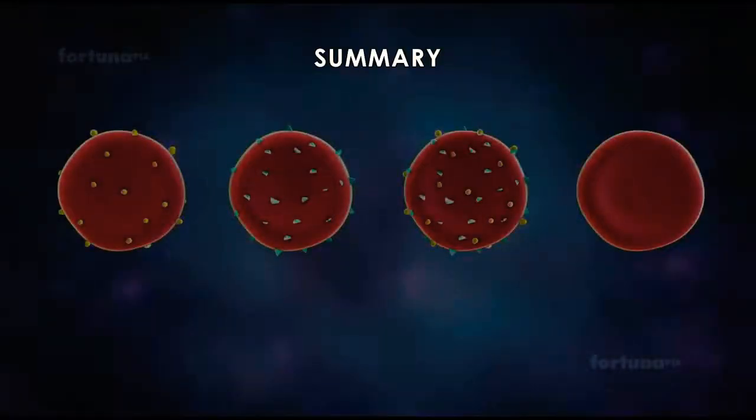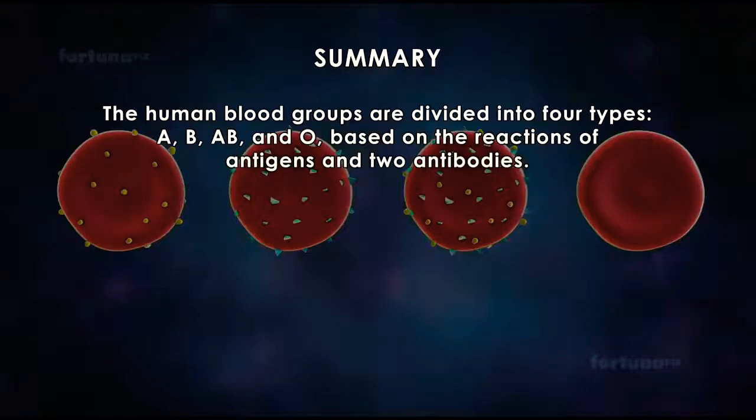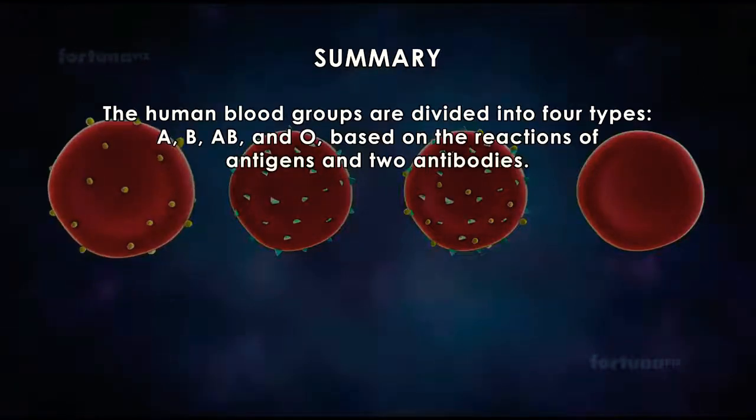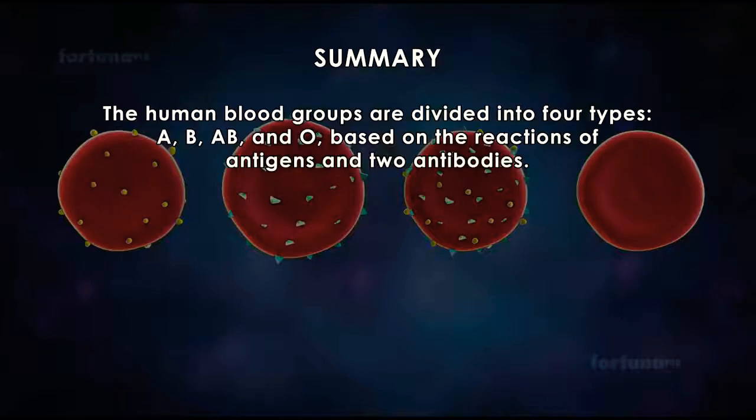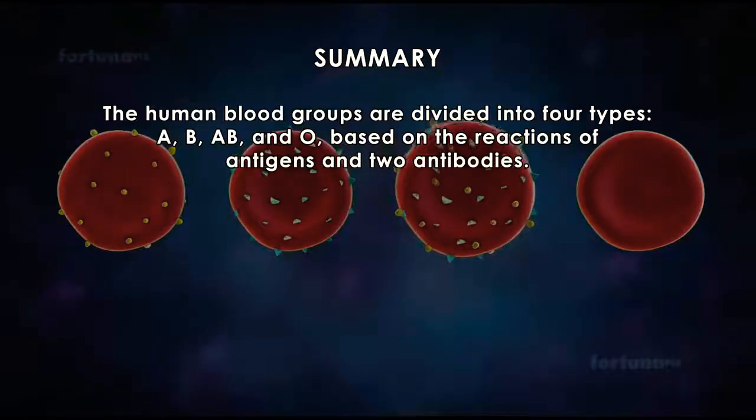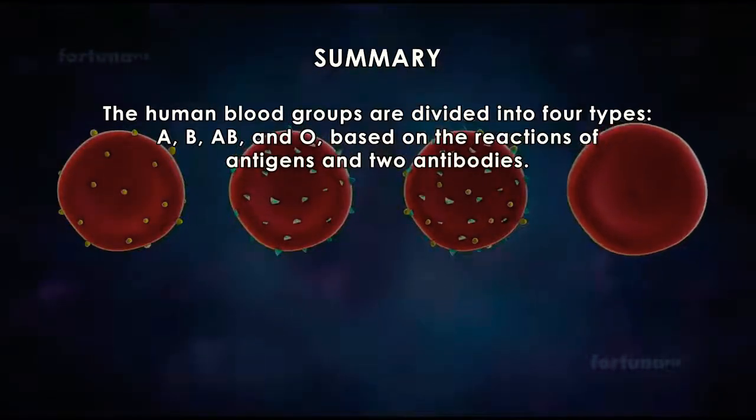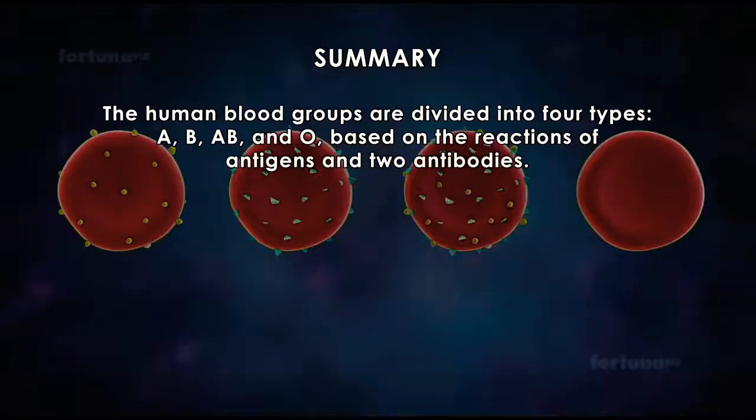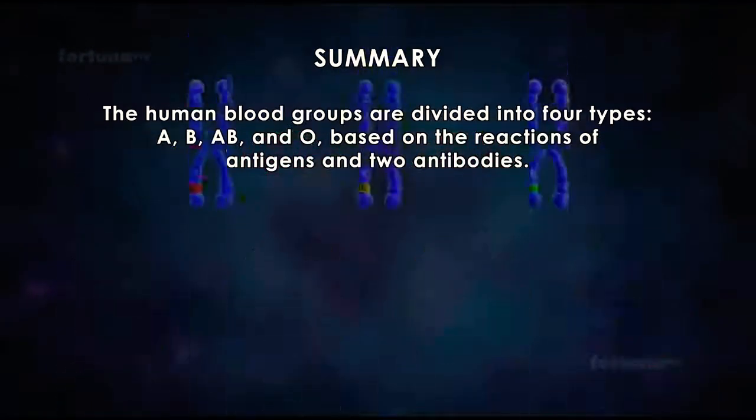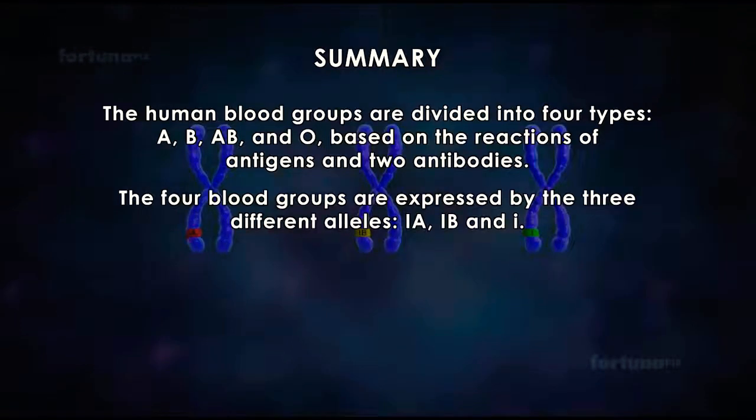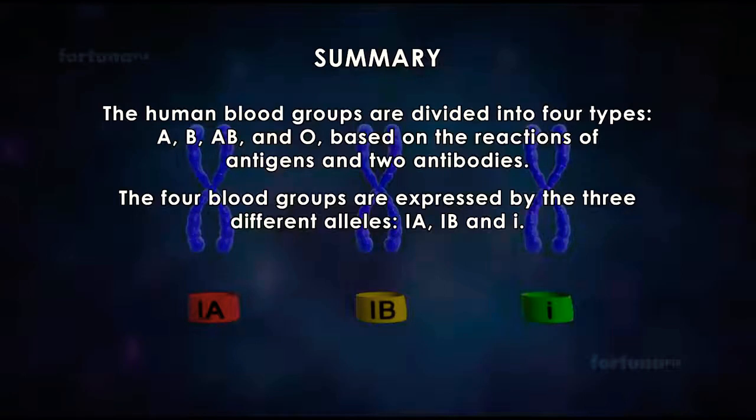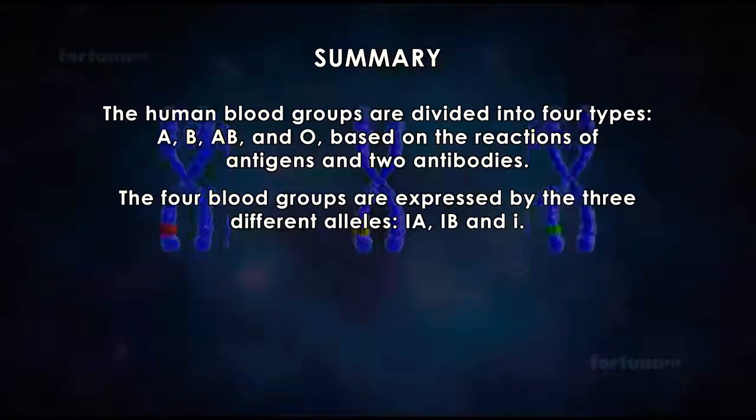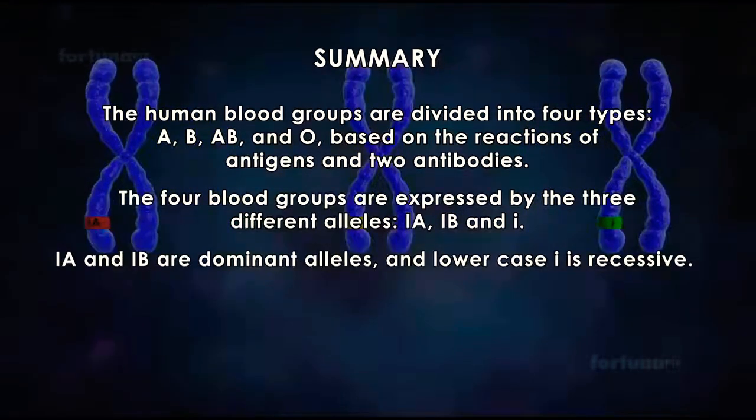Summary: the human blood groups are divided into four types: A, B, AB, and O, based on the reactions of antigens and two antibodies. The four blood groups are expressed by the three different alleles IA, IB, and i. IA and IB are dominant alleles, and lowercase i is recessive.